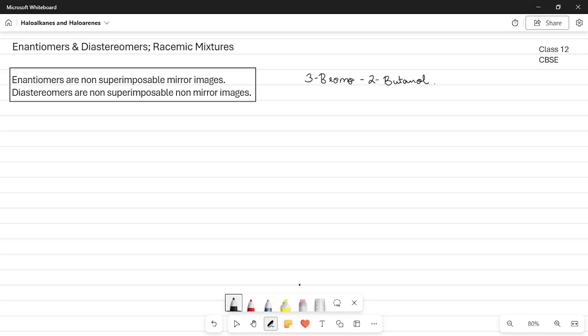So, enantiomers, diastereomers, and racemic mixtures. Till now, we've spoken about what a chiral carbon is. A chiral carbon is the one which has four different substituents attached to it. And usually, a compound that contains a chiral carbon is optically active. An optically active compound is the one that is able to rotate the plane of polarized light either to the right or to the left.